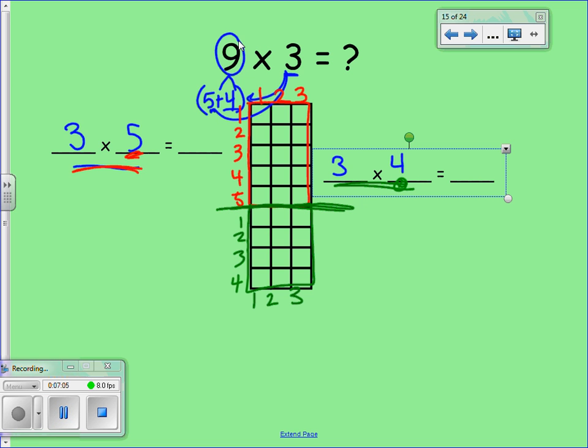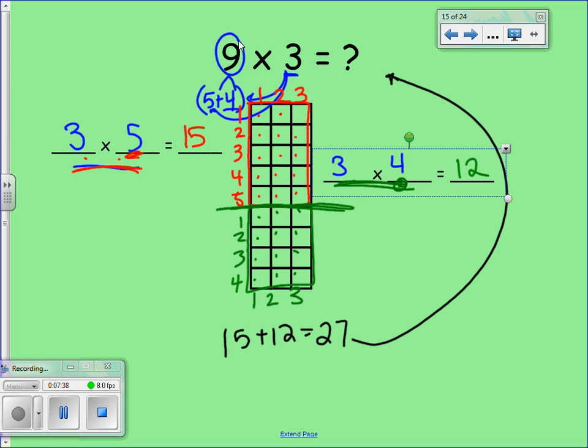All right? So then you would need to find the product for 3 times 5, and that's 15. If you counted each of the squares inside this array, you would get 15. And then you need to solve what 3 times 4 is. And if you count all of these squares in this mini array, or you know 3 times 4, then your answer is 12. So you would bring both of those totals down. 15 plus 12 equals 27. So 9 times 3 equals 27.